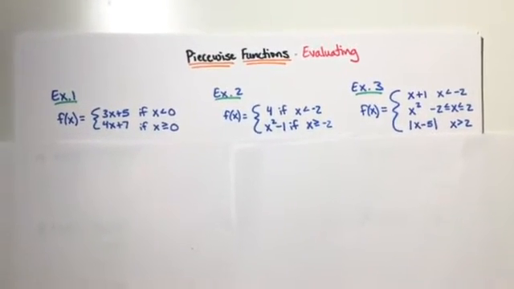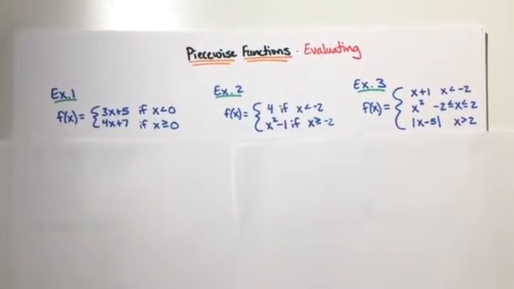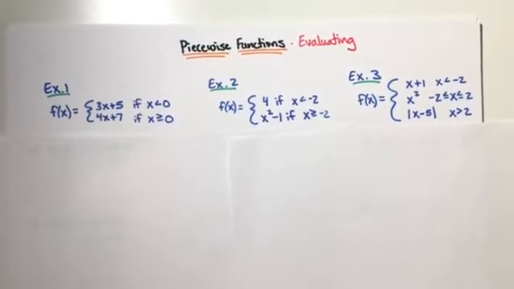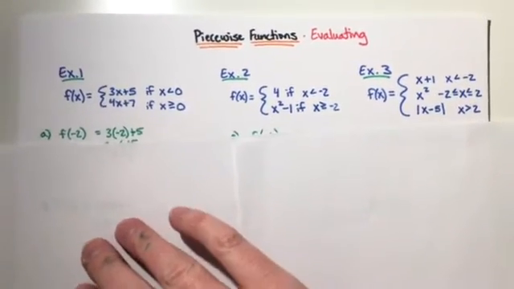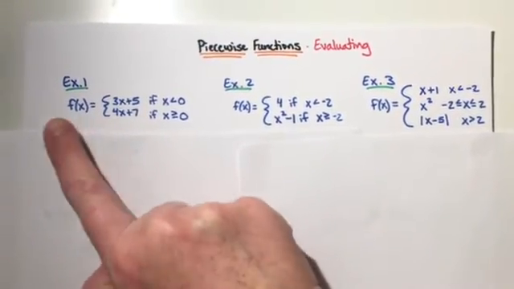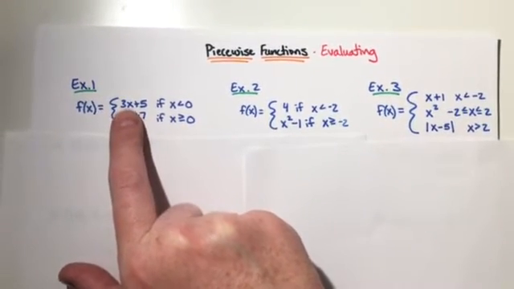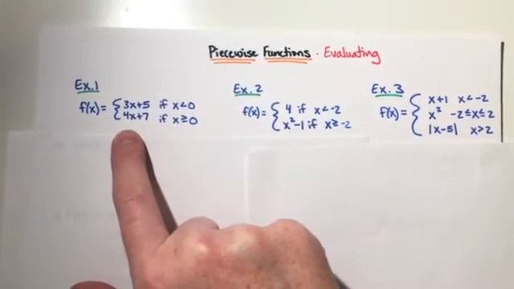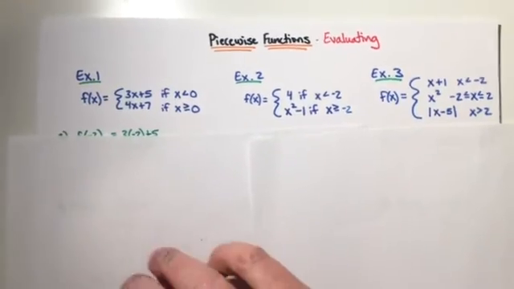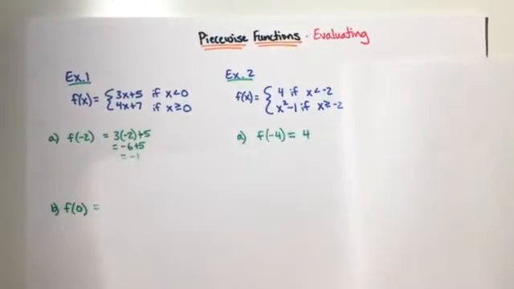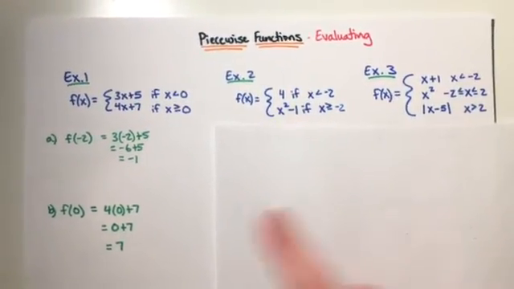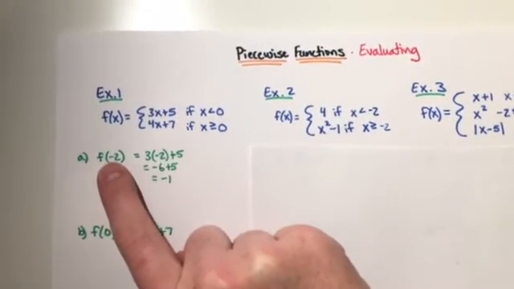In this video, we're going to take a look at 3 examples of evaluating piecewise functions. So for example 1, given the function f of x equals the piece 3x plus 5 if x is less than 0, and 4x plus 7 if x is greater than or equal to 0, we are asked to find f of negative 2.